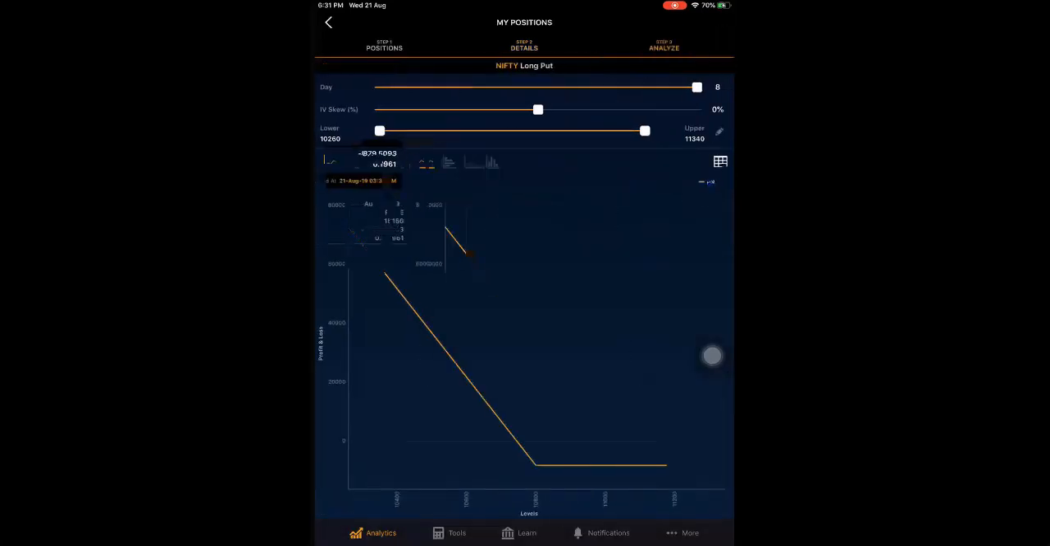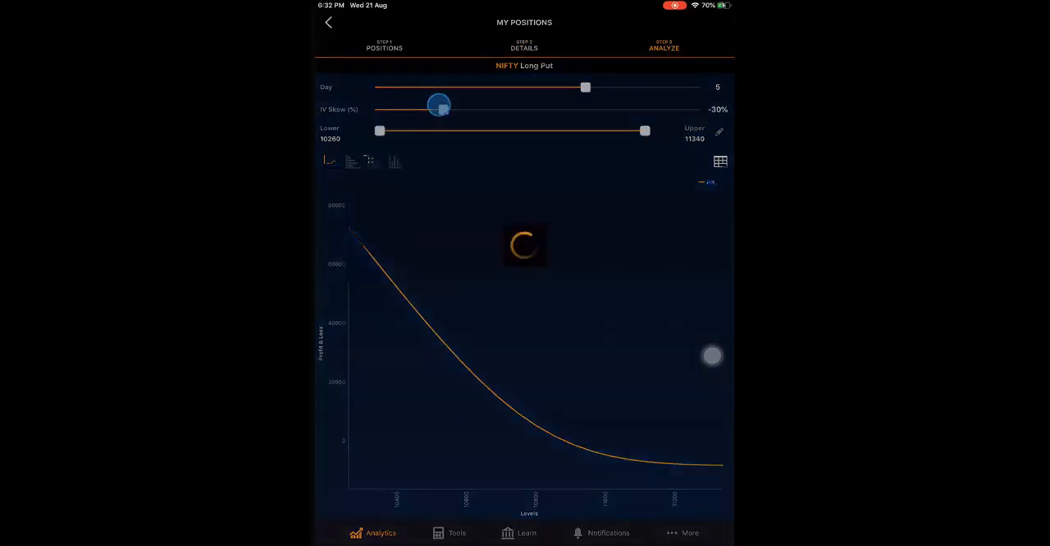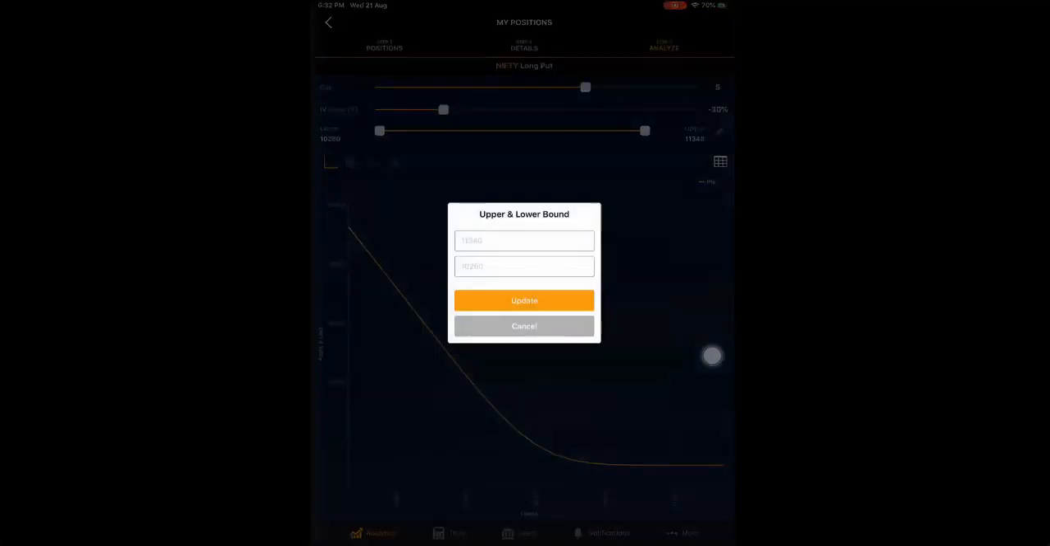Again, in the manager, you can analyze your trade. The similar structure we saw in the optimizer analysis, the same thing you have in the manager analyze. You can analyze based on changing the days, based on changing the volatility, increasing or decreasing the volatility, or changing the range of the upper and the lower bound.